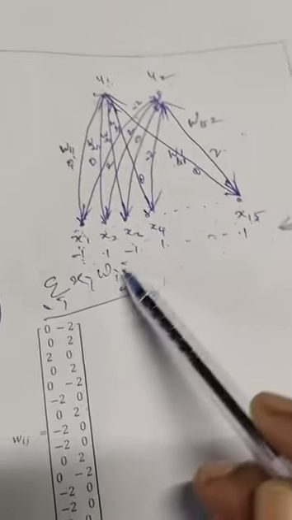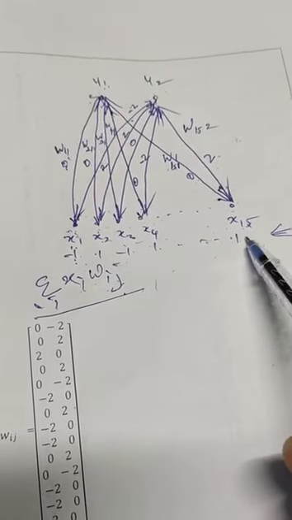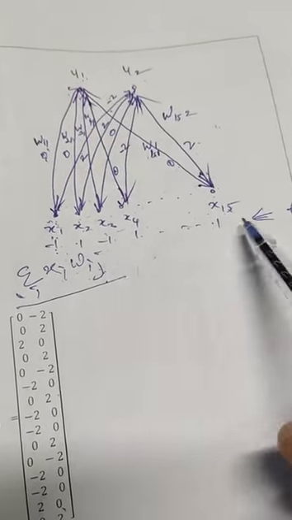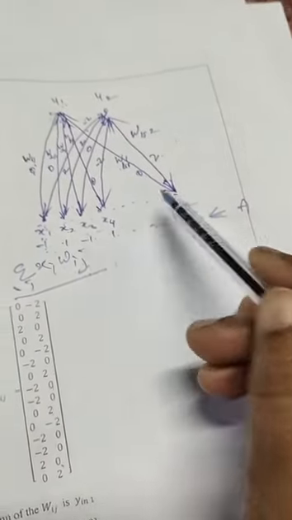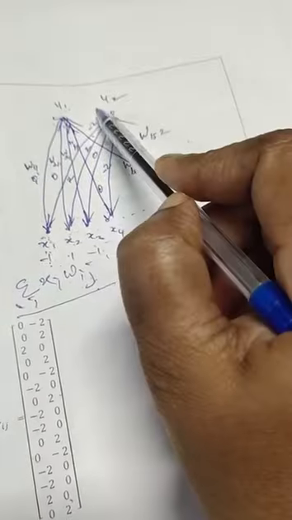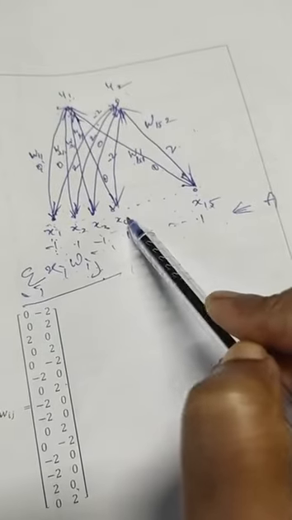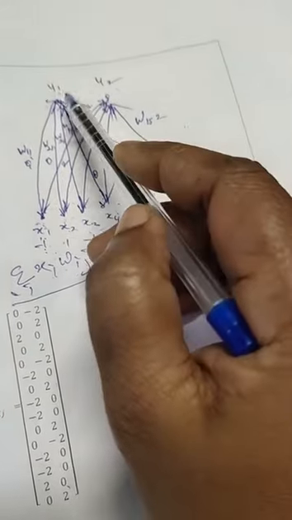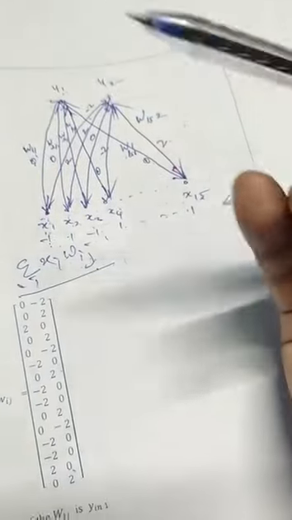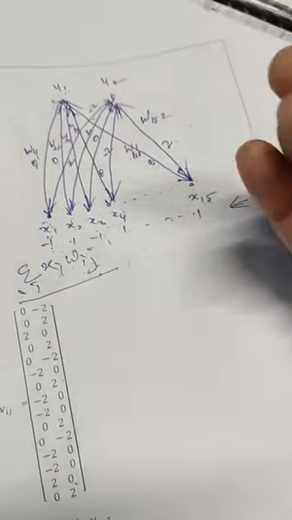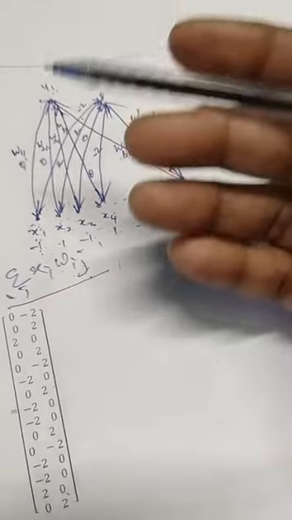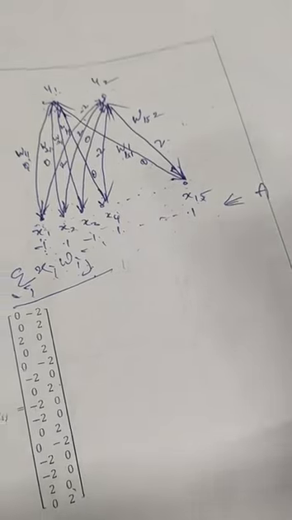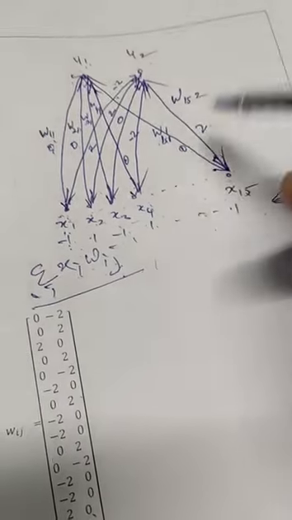That is, for the character A, these are the bipolar input vectors you'll be getting. So this bipolar vector, you'll be getting at this layer. In such a case, the Y layer acts as an input layer and the X layer acts as an output layer. So this network uses two layers which can be used both as an input layer as well as an output layer. Hence it is called a bidirectional associative memory.